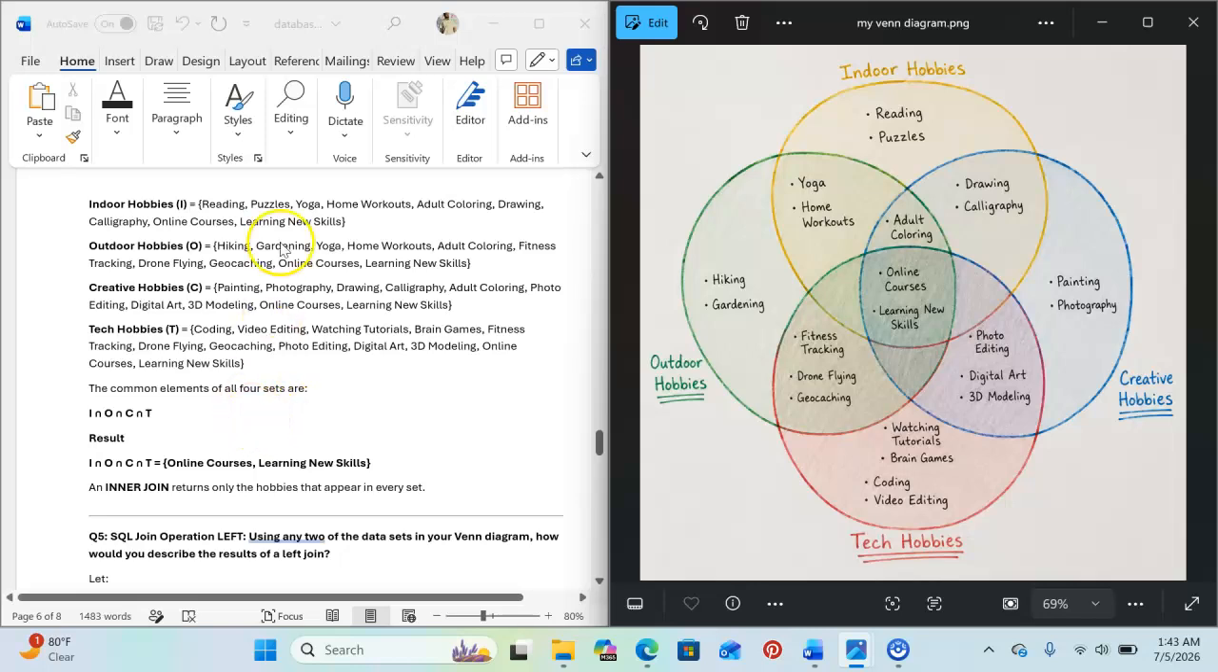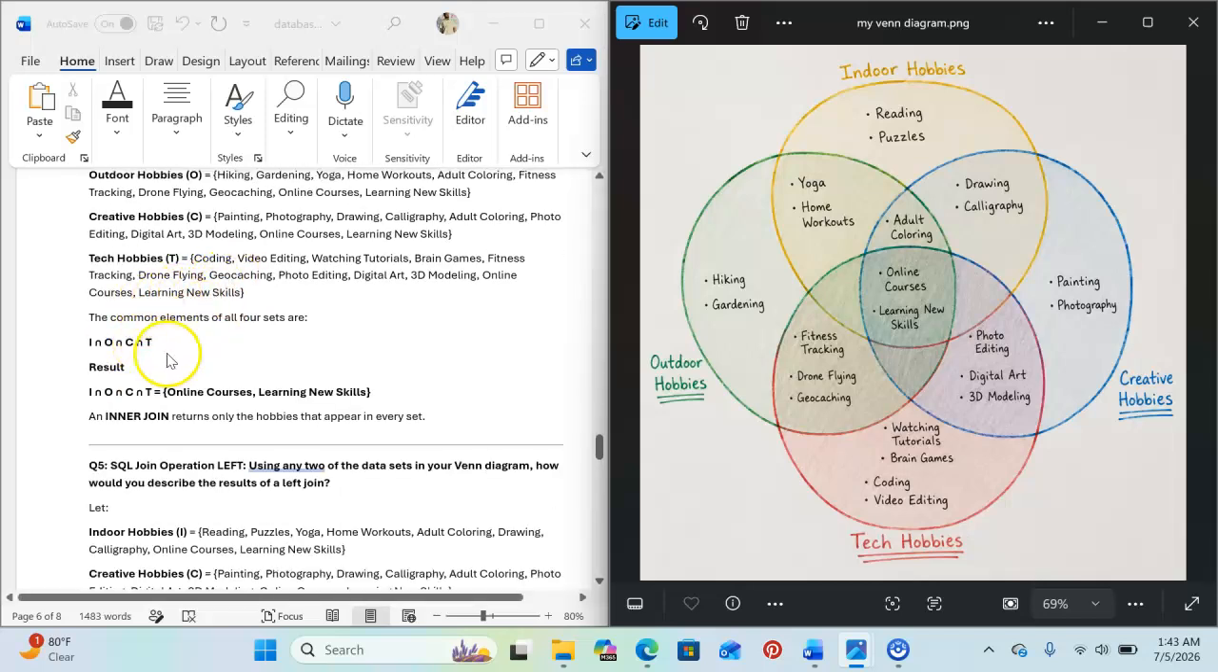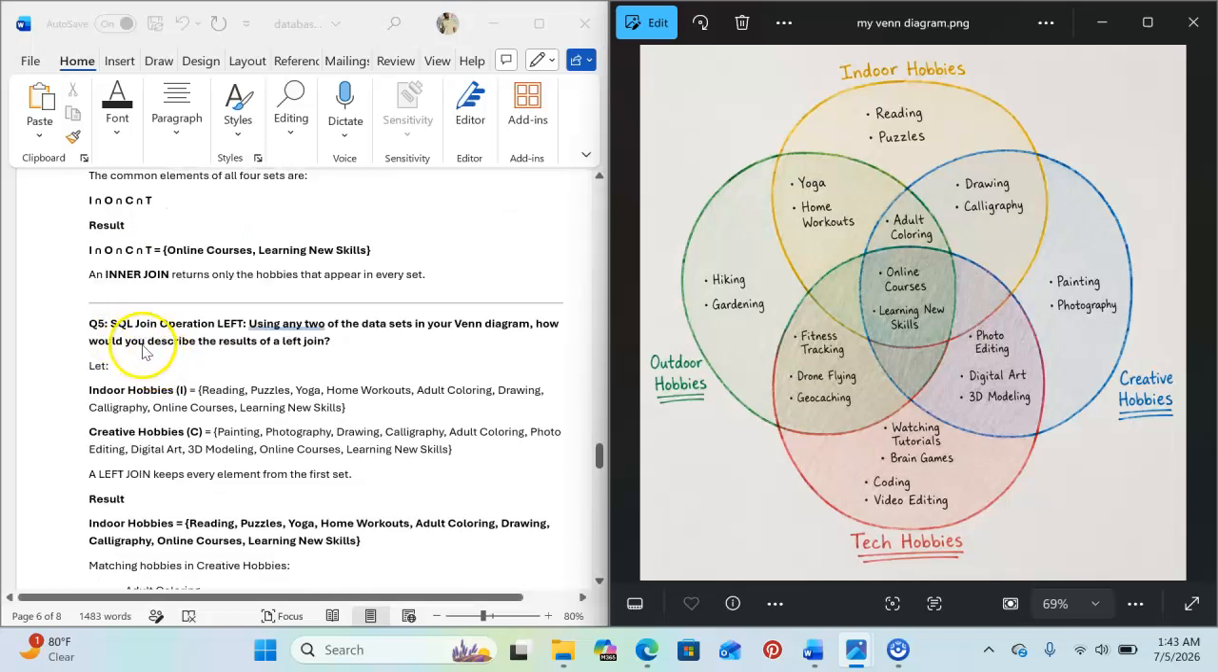So the intersection is members that appear in indoors hobbies, and the same members that also appear in outdoors hobbies, and the same members that also appear in creative hobbies, and the same members that appear in tech hobbies. So we will then move on to SQL join operation left.